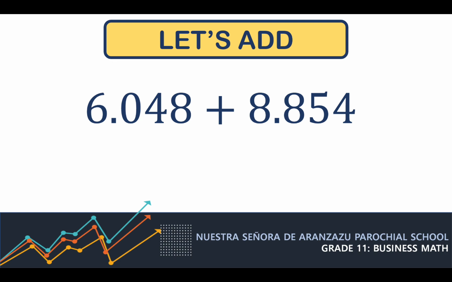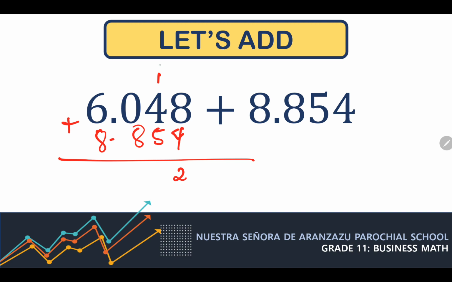Again, let's add 6.048 plus 8.854. So, kapag ganyan, again, pagtapatin lang natin yung decimal natin. Then, kunin ang sum. 8 plus 4 is 12. 4 plus 5 is 9 plus 1, that is 10. 8 plus 1 is 9. Then, lagyan ng decimal point. 8 plus 6 is 14. So, you have here 14.902.